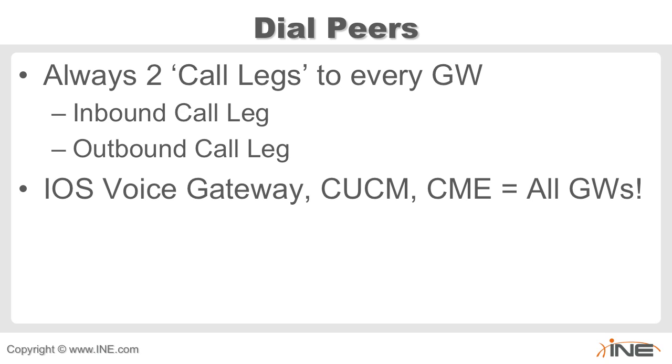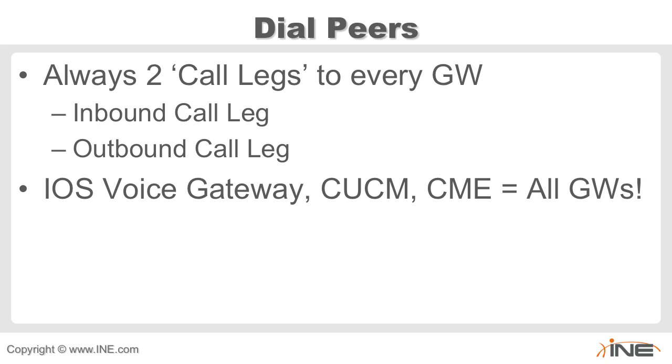There are always two call legs to every gateway. This is very important to remember. It doesn't seem like it's that difficult, but you'd be surprised. A lot of people forget about the inbound call leg. Almost no one forgets about the outbound call leg and the outbound dial peer, but many people do forget that there is always an inbound call leg to every gateway. Okay? And therefore, there's always an inbound dial peer. I should say, if we're talking about IOS, there's an inbound dial peer. But there's always an inbound call leg as well.